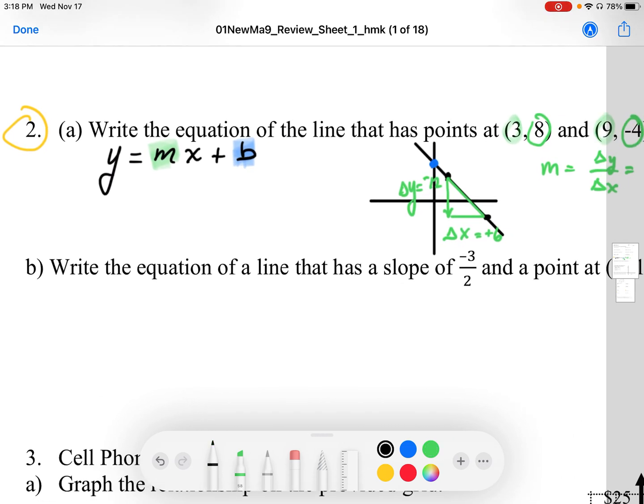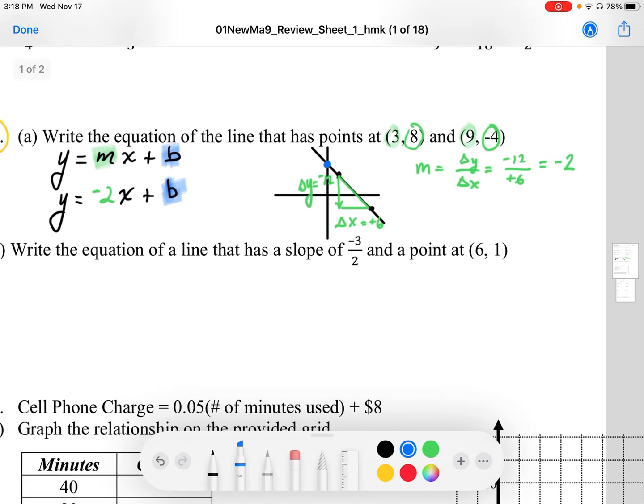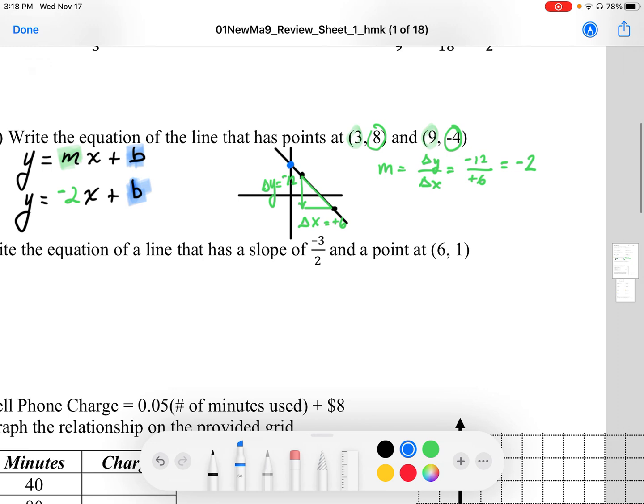So at this point, I need to know my slope and y-intercept, but I have figured out my slope. So I'm just going to put that into my equation. It's going to be -2. What I don't have is my y-intercept, or my b. I don't have the b yet, so I still have to work out the b value.